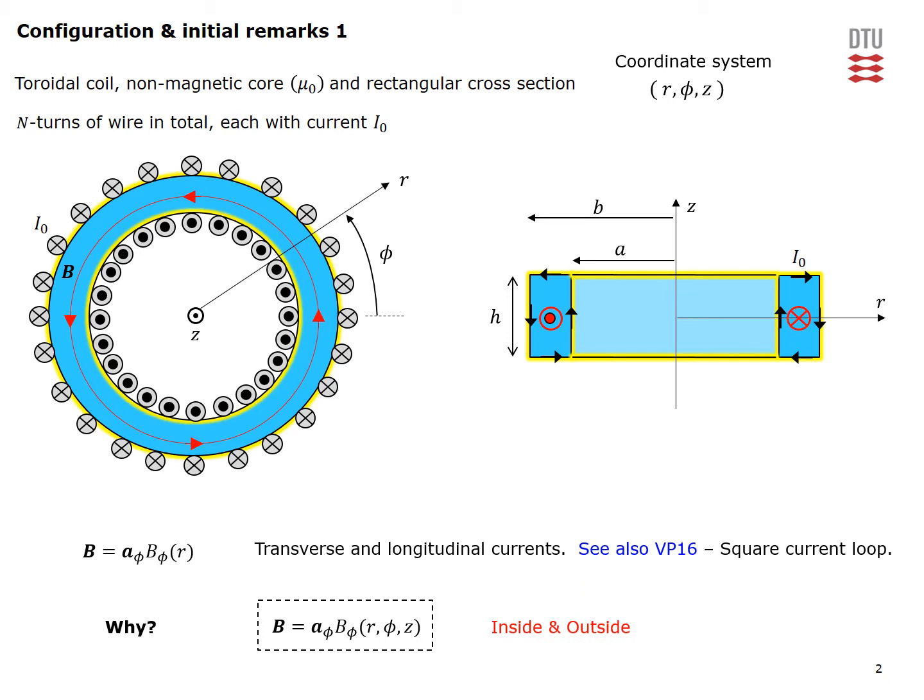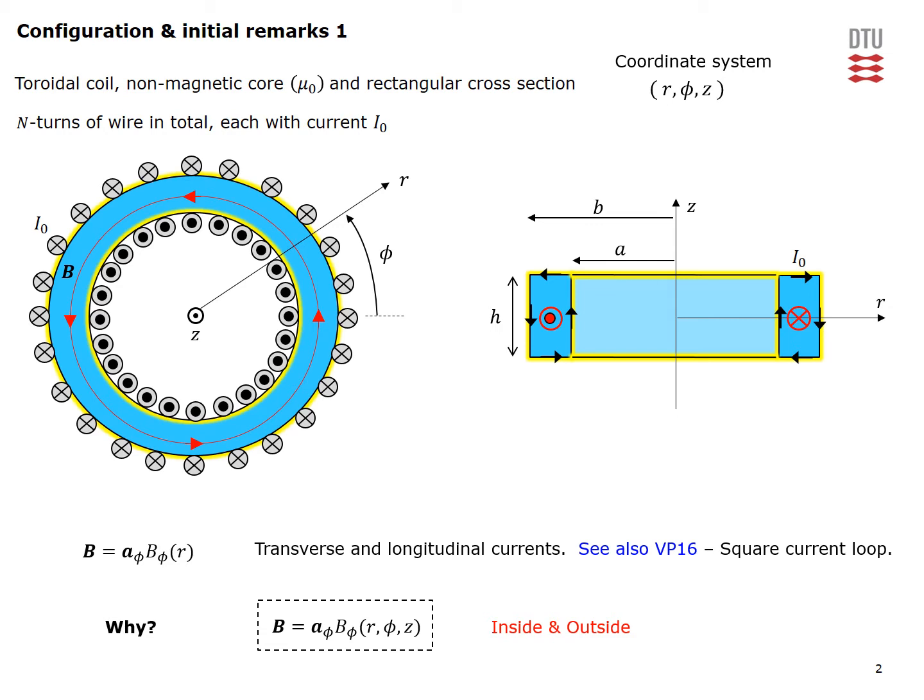We are dealing with transverse and longitudinal currents, which is quite clear from the configuration shown over here. In video problem 16, we considered a square current loop, and this is essentially a square current loop for a given cross section of our toroidal coil. From that problem it is quite clear that the B field will only have a phi component. However, we cannot neglect the fact that it might also exist outside of our non-magnetic core.